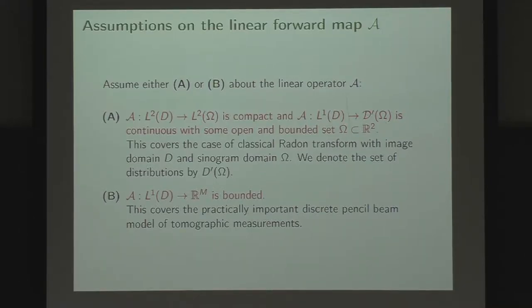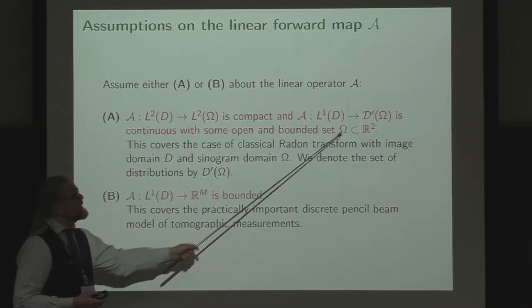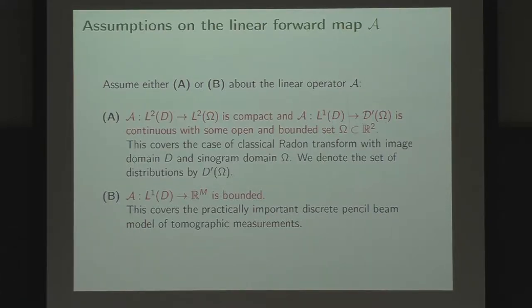So now we have a theorem, and our theorem holds in 2 different cases. This is the more theoretical, continuum case for the Radon transform that maps from the L2 on, let's say, a rectangle in the plane, to the sinogram space. Both D and omega you can think of as rectangles in R2, the image space and the sinogram space. So A can, for example, be the Radon transform.